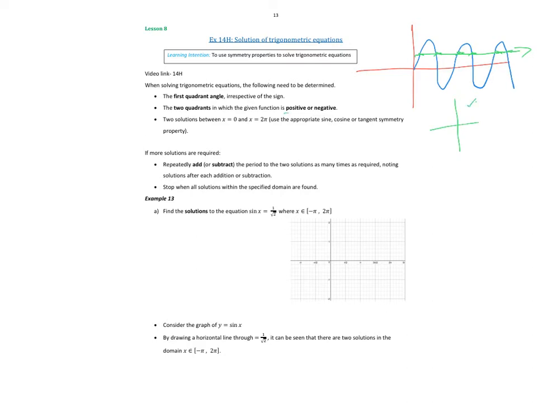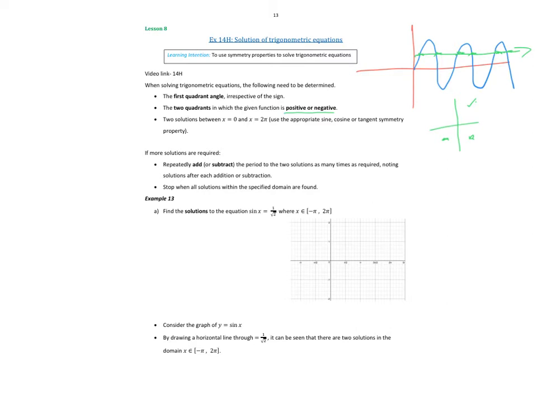The next thing we do is work out if we're looking for a positive or negative. If I want to work out where sine x is equal to negative a half, I determine which quadrants sine is negative in, and that's the third and fourth quadrants. Once I get my first two solutions, those that occur between 0 and 2 pi, or 0 and 360, you then just add and subtract the period continuously until you end up with solutions that are outside the domain we're interested in.